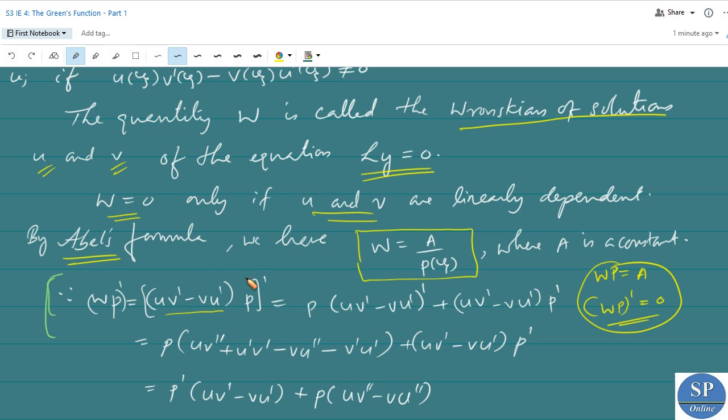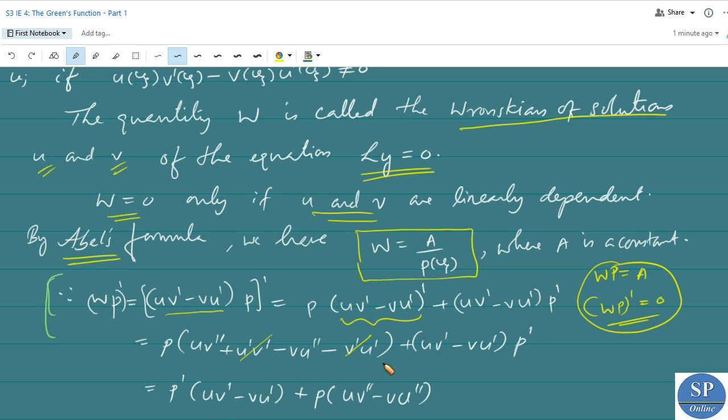So by using the product rule we have p into the derivative of (u v' minus v u'), plus (u v' minus v u') into the derivative of p, that is p'. Now finding the derivative of this, we get u into v'' plus u' into v' minus v into u'' minus v' into u'. So we can cancel these terms, plus (u v' minus v u') into p'.